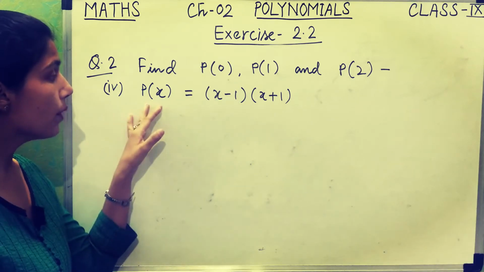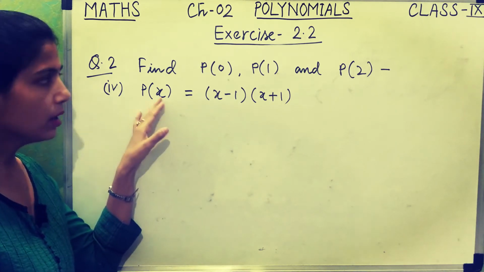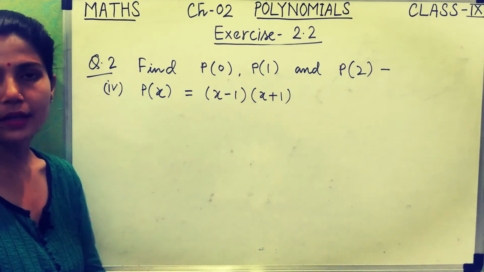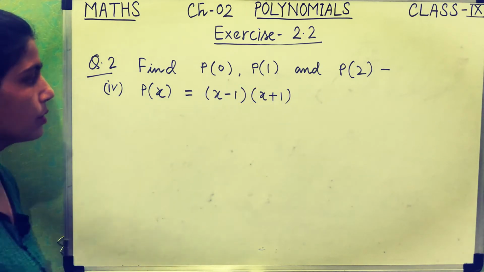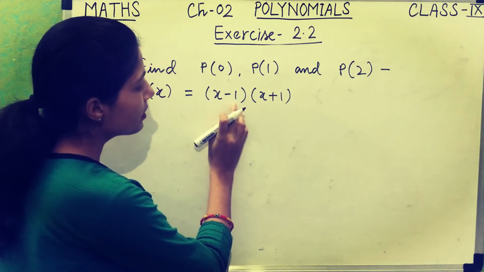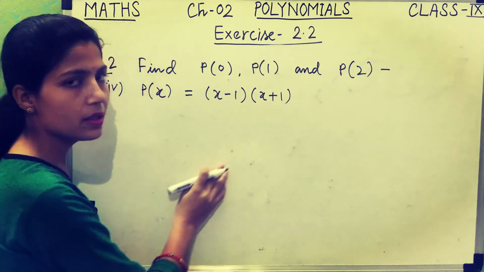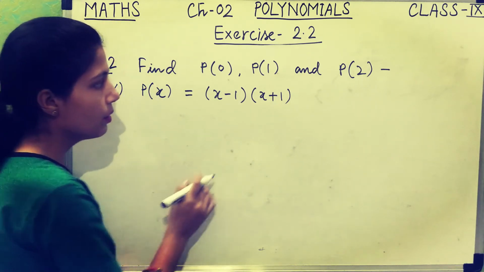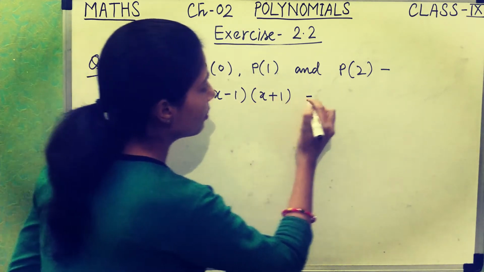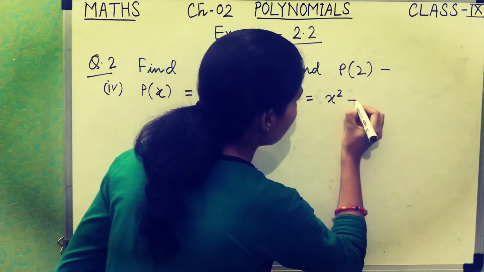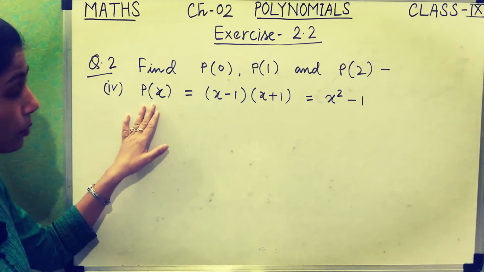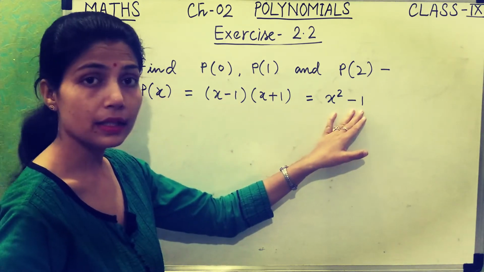So you have to find the value of this polynomial at x equals 0, at x equals 1, and at x equals 2. Okay, so first you see here (x minus 1) into (x plus 1), this is an identity. What does it come as? (x minus 1) into (x plus 1) means x square minus 1. Okay, so now your polynomial is x square minus 1.